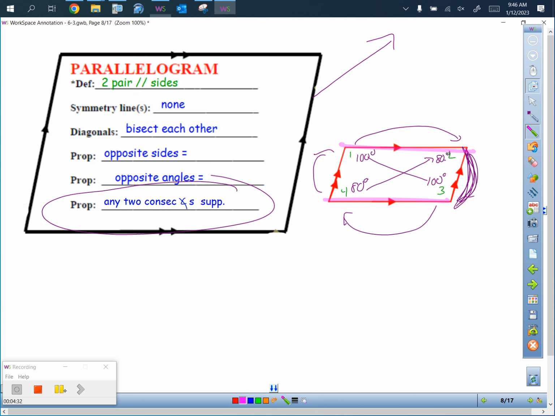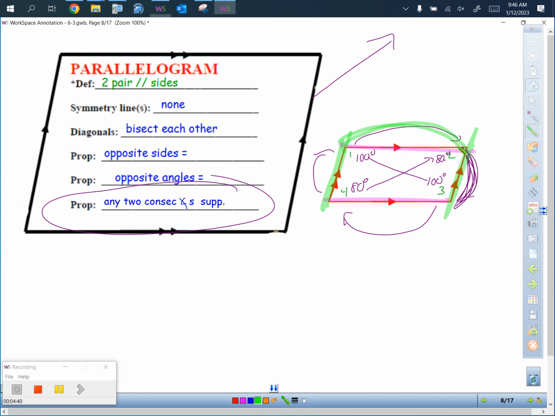Are those sides parallel to each other in pink? Yes or no? Yep. Are those two sides parallel to each other in green? If you go around the clock, you're always going to be between parallel lines, right? So that's why any two consecutive angles are supplementary.